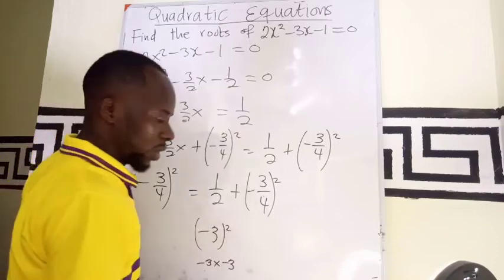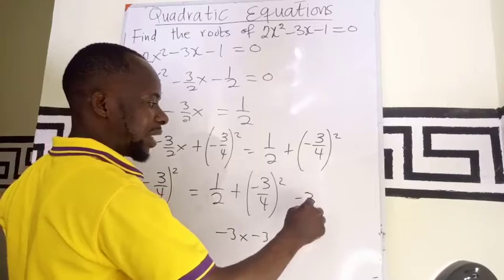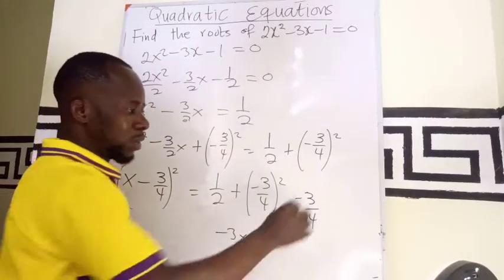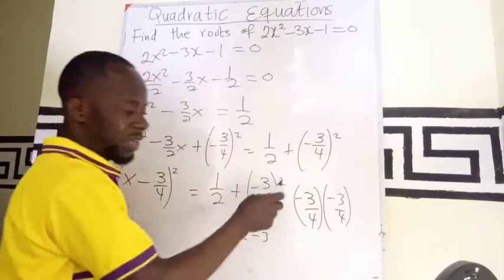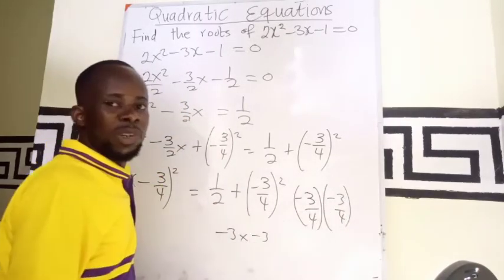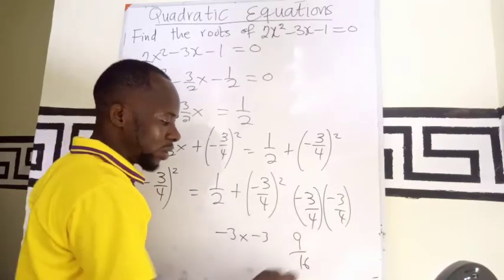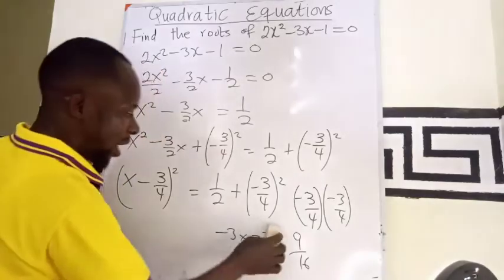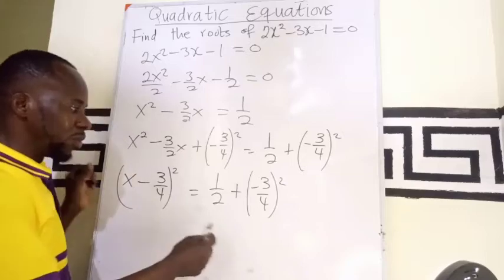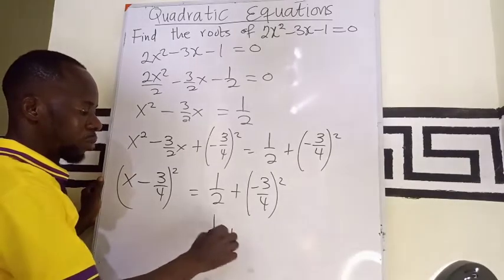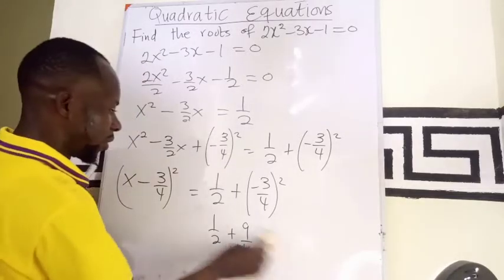So this can also mean that we are having minus 3 over 4 multiplying minus 3 over 4. Since it's a square, the numerators will multiply to give us positive 9. The denominators also multiply to give us what? Positive 16. So our right hand side of the equation is just going to be 1 over 2 plus 9 on 16. Alright, so let's do that.